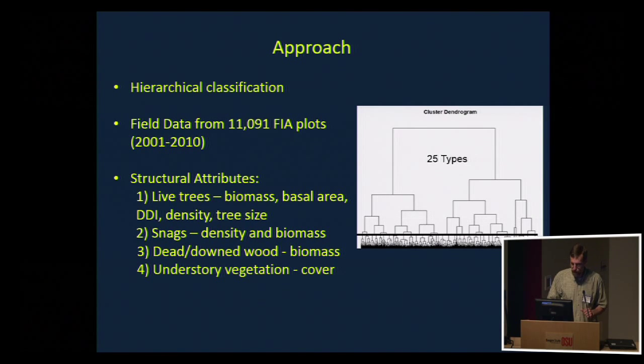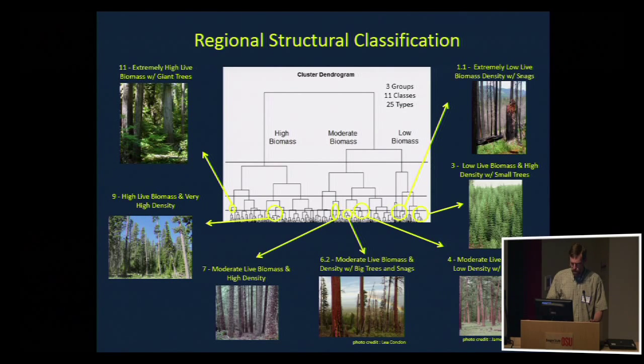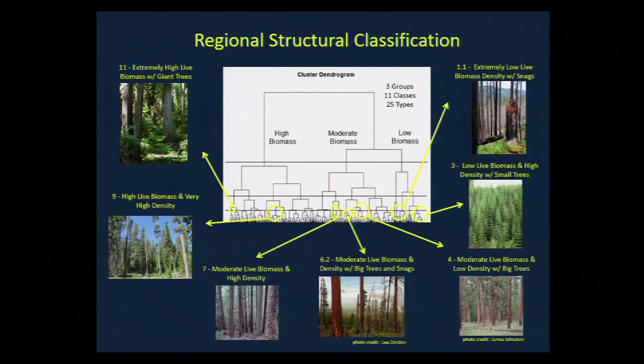And then if we really want to go nuts, we can go all the way down to 25 types. And here you start seeing structure expressed in terms of dead biomass, understory vegetation, and all these attributes that I've thrown in there. So what does it actually look like? What do these types and classes look like? Do they correspond to some of the things we already expect are out there? Yeah, and sure they do.